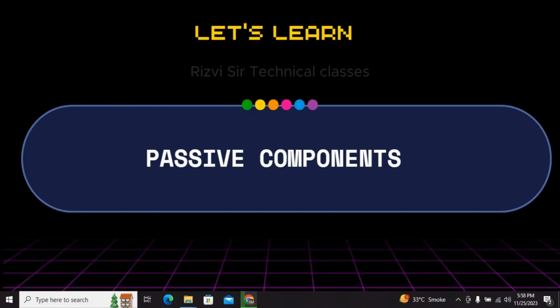First question arises, what is a passive component? Passive components are electronic components that do not require an external power source to function. They include elements like resistor, capacitor and inductor, which can store, dissipate or control electrical energy but do not produce it themselves. These components are crucial in electrical and electronic circuits for various purposes such as regulating voltage, filtering signal, or storing energy temporarily.